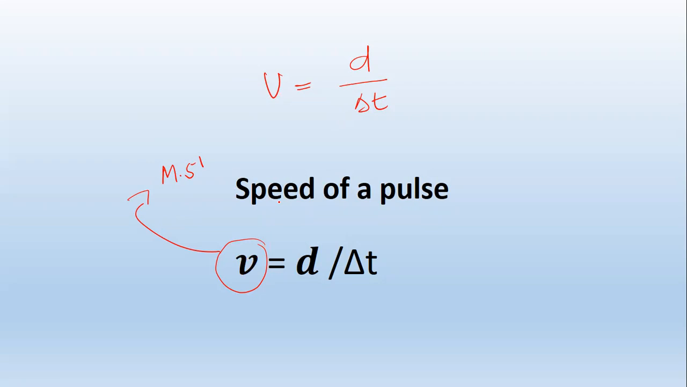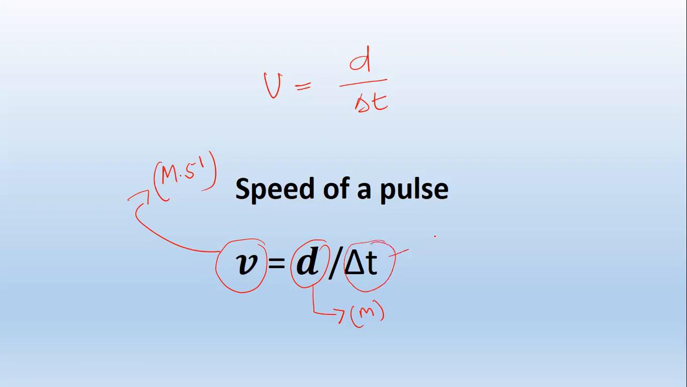If speed is given in kilometers per hour, we need to convert that into meters per second. Now, to calculate the speed of a pulse, we're still going to need what we call the distance. The units that we're going to use for distance are meters. This is the distance that a pulse will travel, and the units that we're going to use are meters.